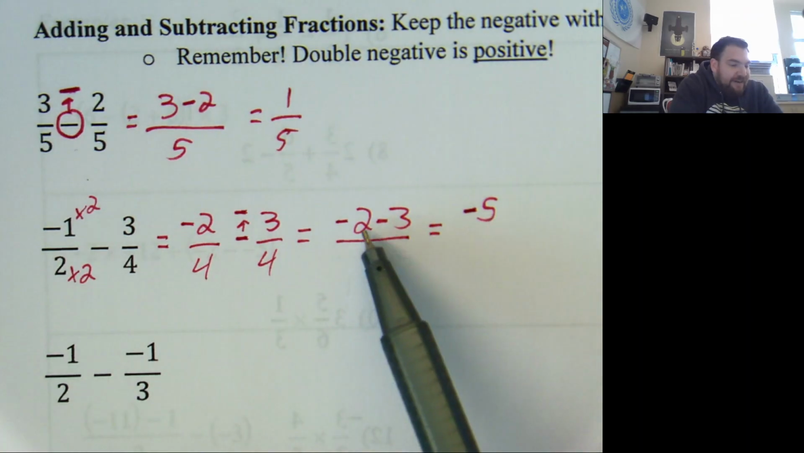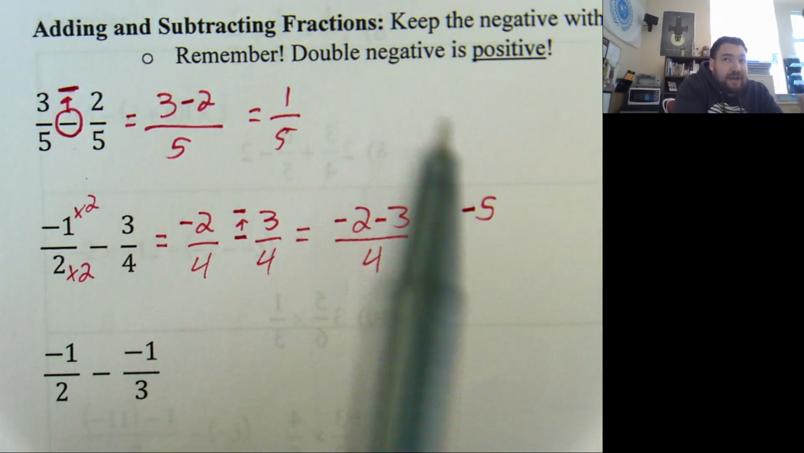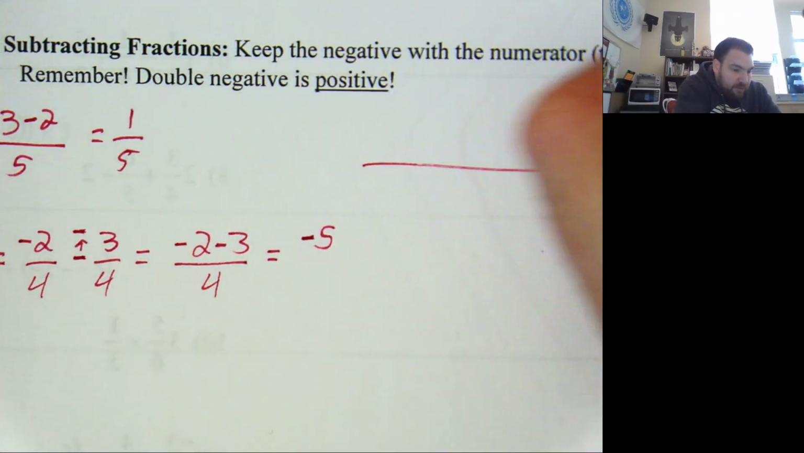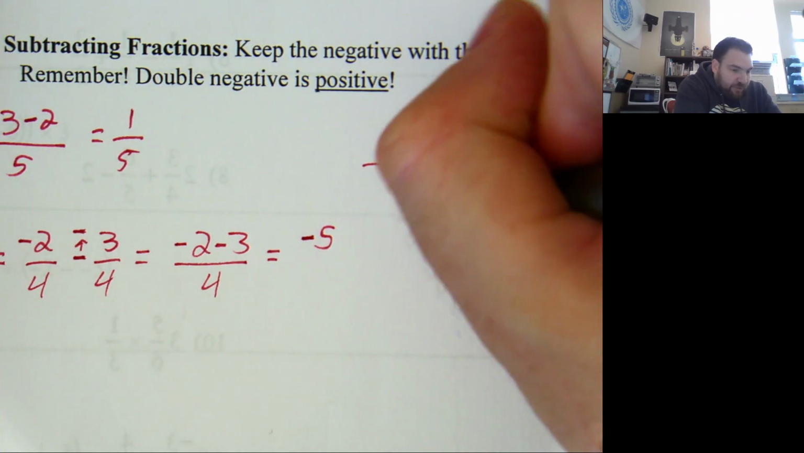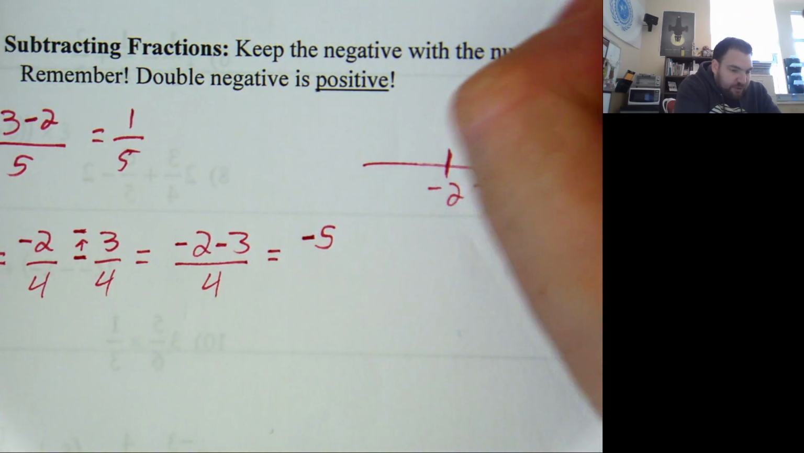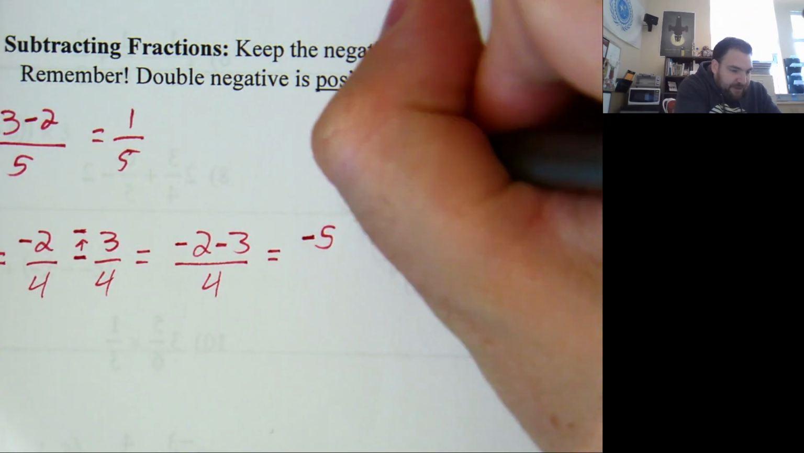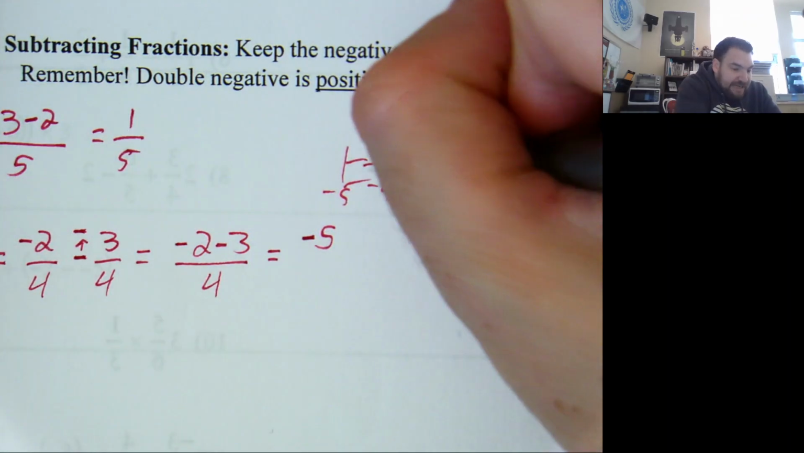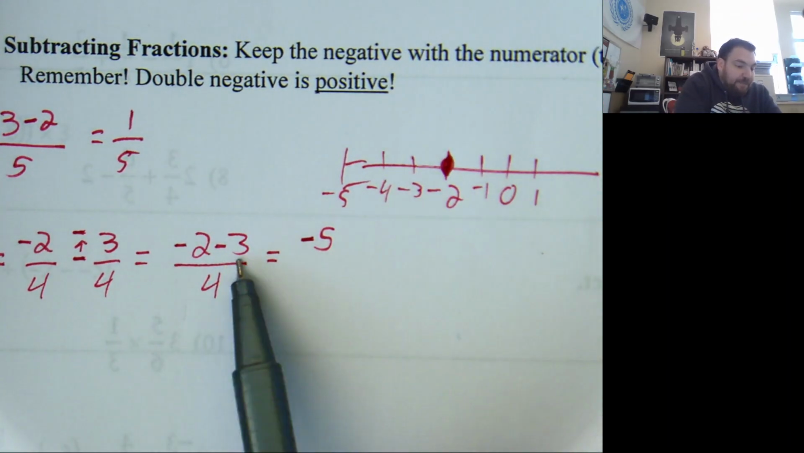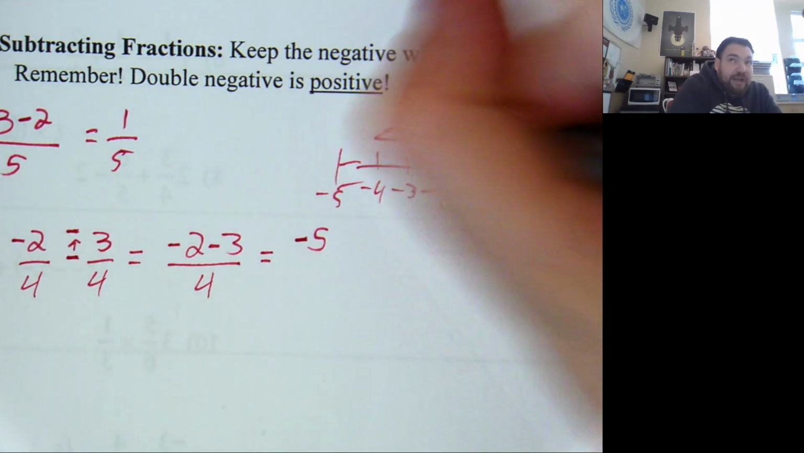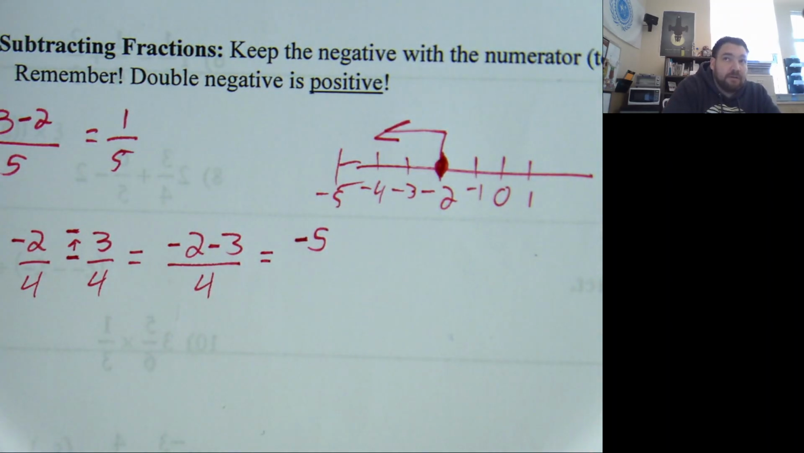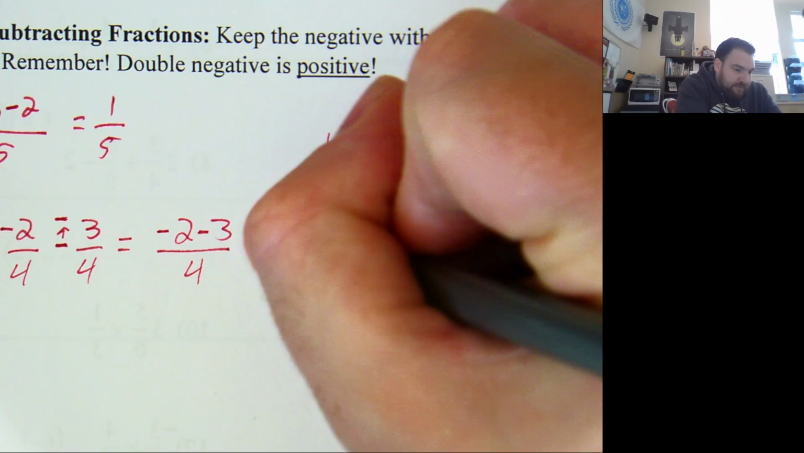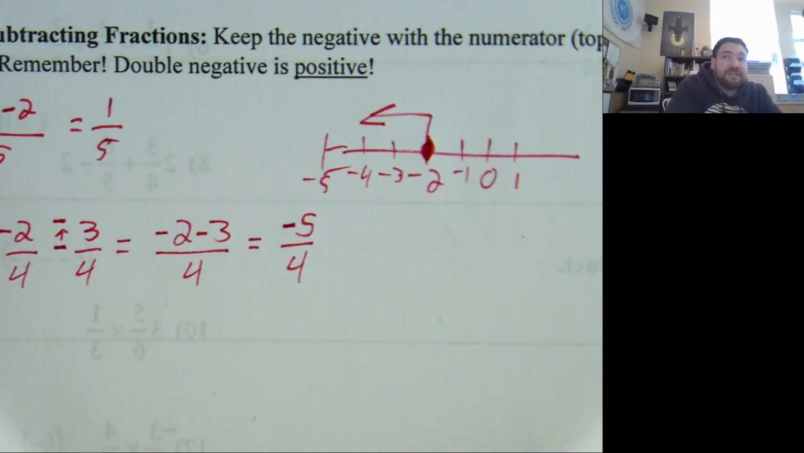I'm at a negative value, so if you're struggling with keeping track of your negatives, picture a number line in your head, or we can draw one out. Here we are at negative 2. Negative 1, 0, 1, negative 3, negative 4, negative 5. If I'm here at negative 2 and I'm subtracting a positive number, I'm getting more negative. So this is going to be negative 5 over 4.